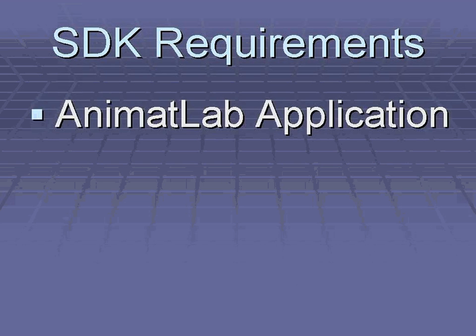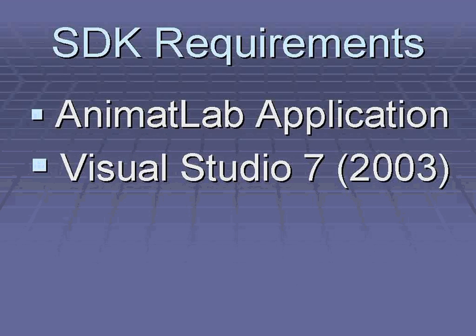Before installing the AnimatLab SDK, there are a few things that you'll need. First, you must install the AnimatLab application before you attempt to install the SDK. The application installs the correct version of the .NET and DirectX libraries that are required for the projects in the SDK to compile correctly. Second, you'll need to have a copy of Visual Studio 7 or 2003 installed on your computer. The current version of the SDK will only compile and run using Visual Studio 7. It will not compile with versions 8 or 9. Unfortunately, Visual Studio 7 will not install on Windows Vista, so you'll need an XP machine.